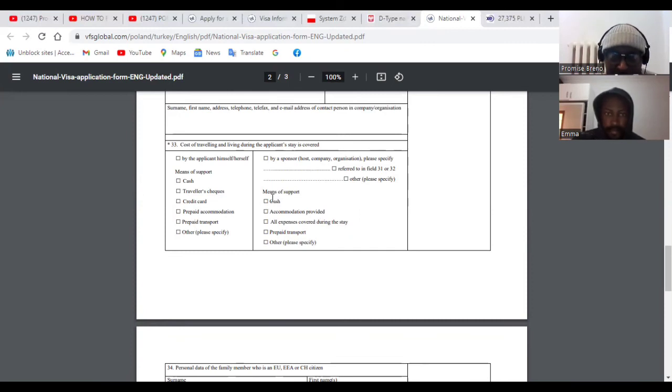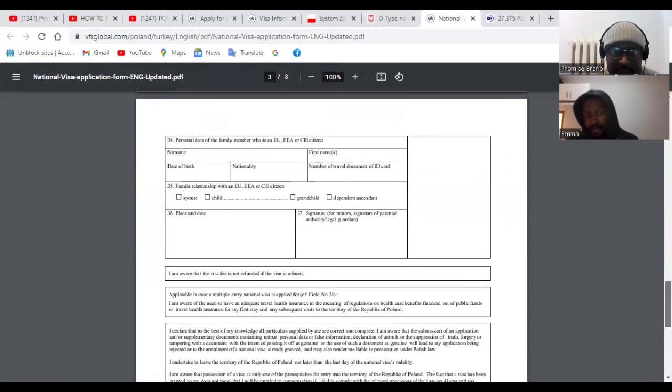Then you still have to tick what means they are going to be supporting you with. Is it going to be by cash, or by credit card, or by accommodation provided, or all expenses covered during the stay? If it's other, let's say bank transfer, you can tick other and then put bank transfer. You get it?